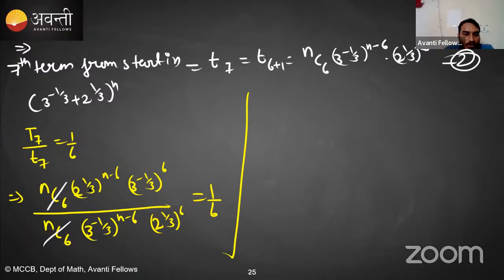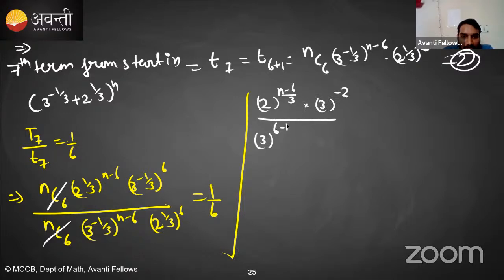So we are left with 2 raised to the power (n minus 6) by 3 into 3 raised to the power minus 2, divided by 3 raised to the power (6 minus n) by 3 into 2 raised to the power 2, is equal to 1 by 6. Is that clear? Is that clear or not? Tell me quickly in the chat box.